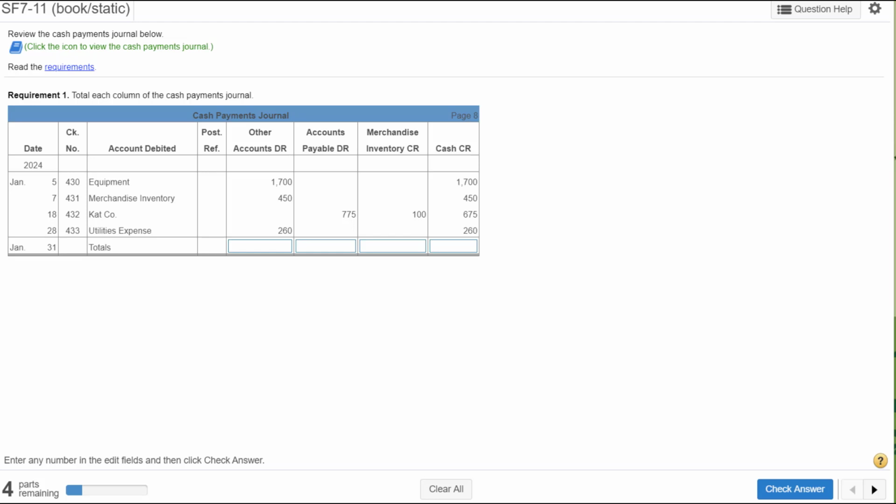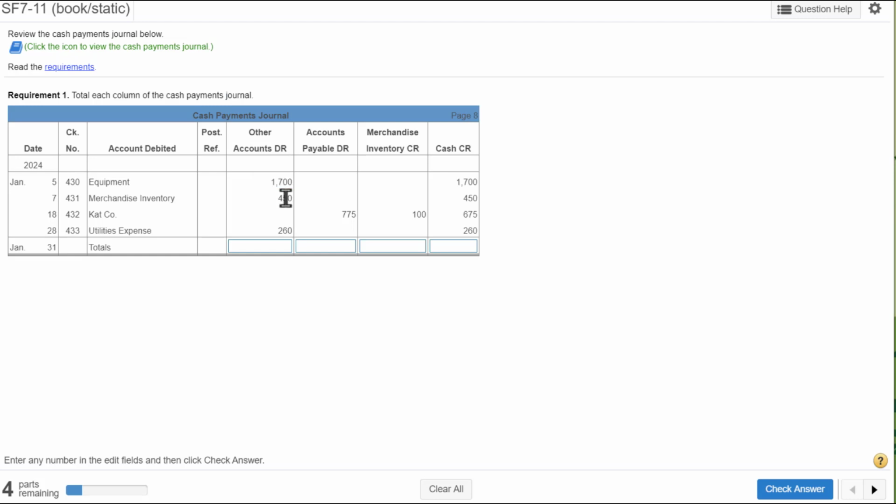Short exercise 7-11, we're going to be posting from the cash payments journal that we did in the previous homework assignment, and then we're going to post it to the accounts payable subsidiary ledger, and then everything else goes to the general ledger. So our first requirement is to total each column.